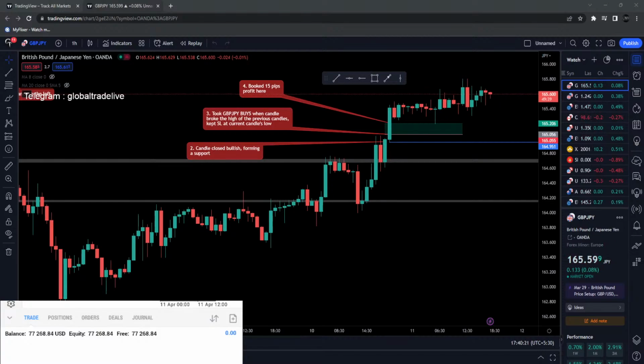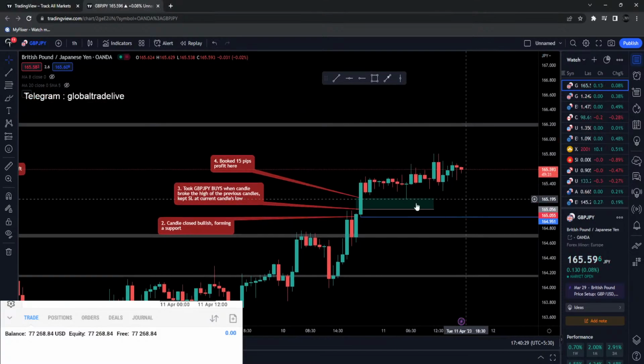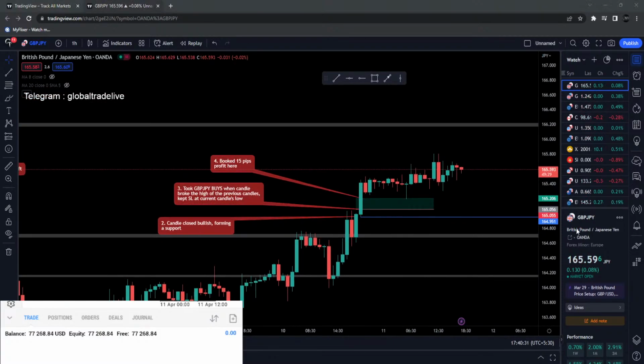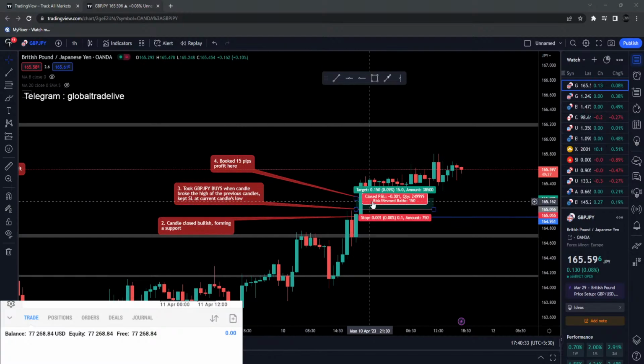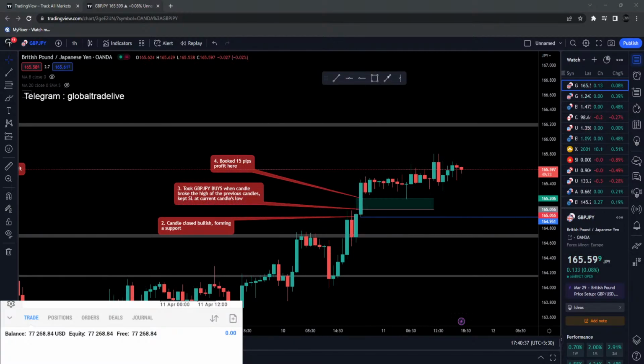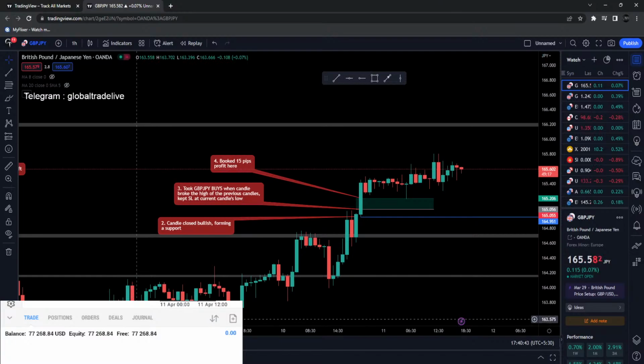Okay, so there is no news today and we are all clear. So let's have a look at GBP JPY over here. This was the trade I took yesterday in GBP JPY after the stream, and it was quite a profitable trade. I made around 14 to 16 pips in this particular trade.